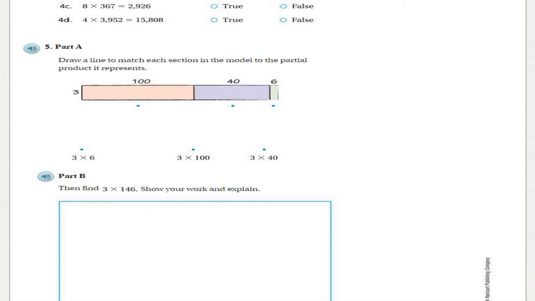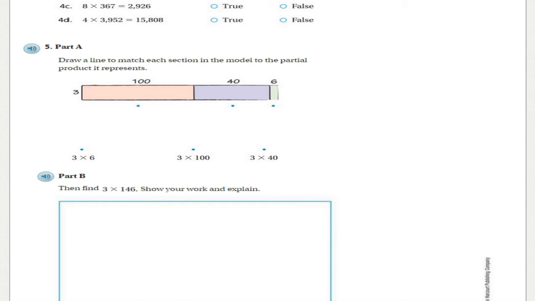Show your work and explain. Well, I've shown all my work. To explain, I can come down here and say I added the 3 partial products. And remember, partial has that root word of part. Each one of these is a part of the answer. That's why they're partial products. So this is part of the answer, this is part of the answer, and this is part of the answer. And when I add them all together, I get my final total answer.